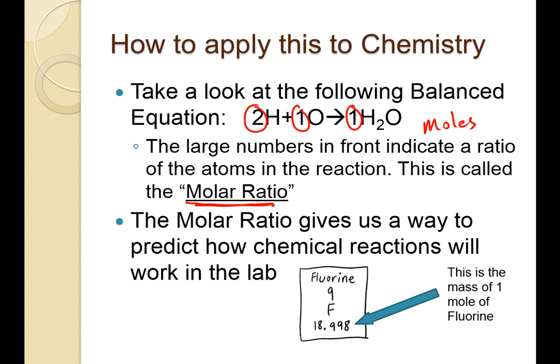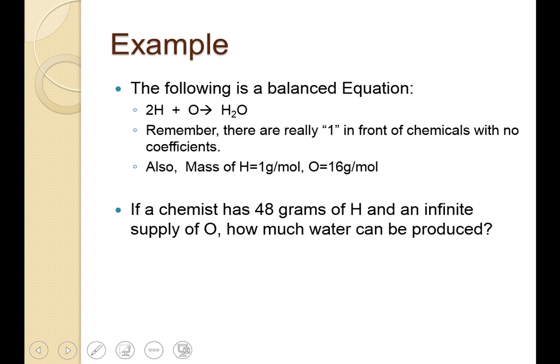And when we take a look at the periodic table, you'll see in this example on the bottom here, we've got this 18.998. This is the mass of 1 mole of fluorine. So in 1 mole of fluorine, the molar mass is 18.998. And that's another thing that I pointed out last semester. So here's an example of how I would start using that in a factor label example.